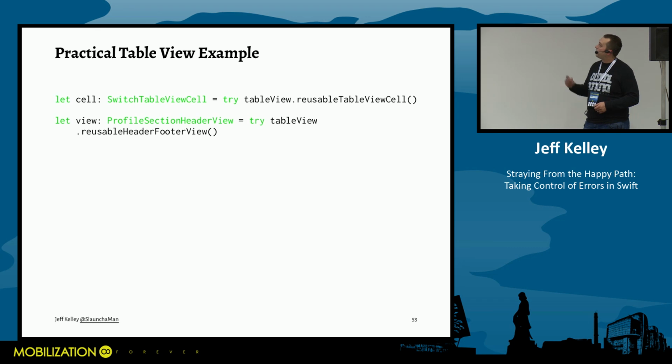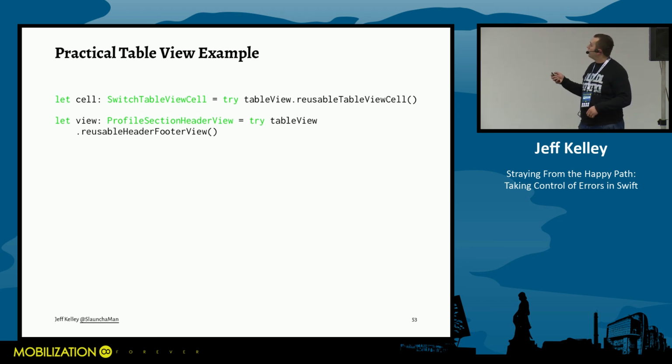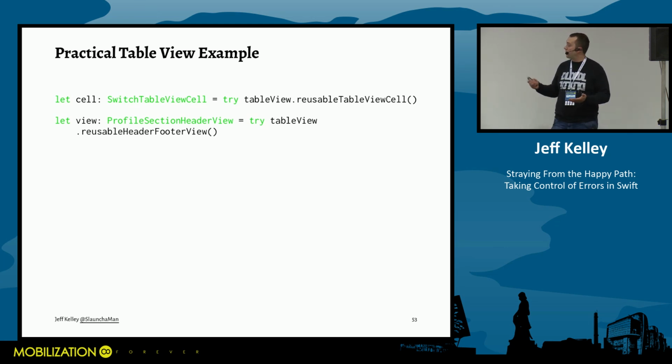So now, inside of our cell or header footer view returning methods, all we do is give it a type, like SwitchTableViewCell, and then we say try tableView.reusableTableViewCell. And because the compiler knows what type I'm expecting, it knows to look at that, make sure that it's all working well, and if it doesn't get one, then it throws the error. Same thing with the header footer view. So this, I think, is a much cleaner way to handle the error, and it's very type safe. It's hard to make a mistake, and I've enjoyed using it a lot so far.